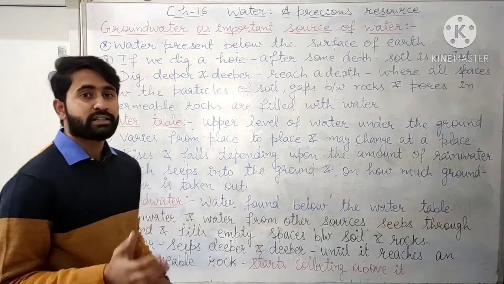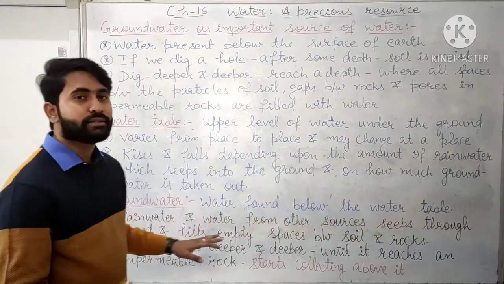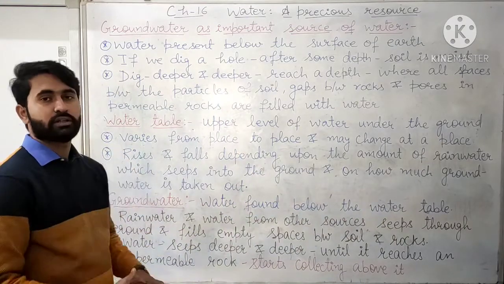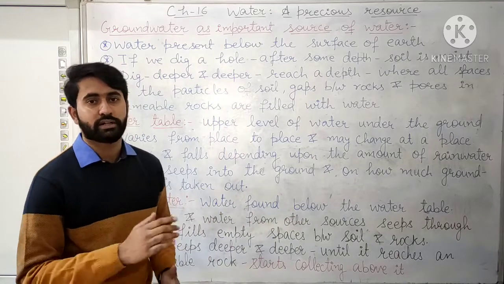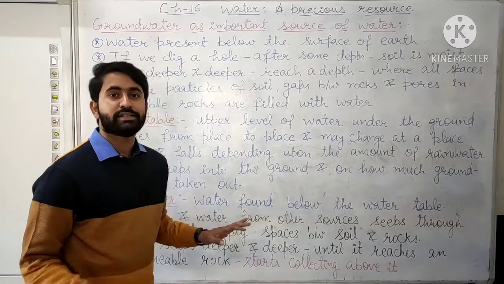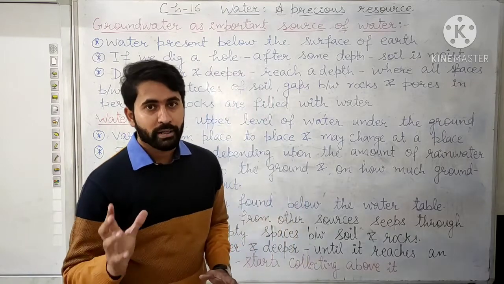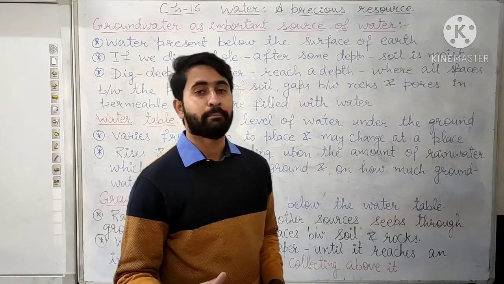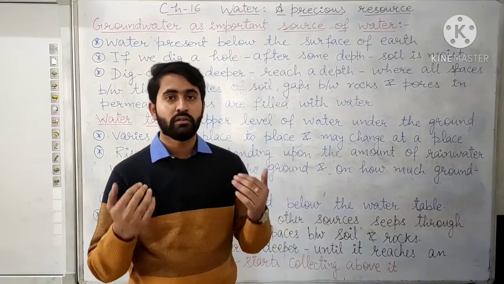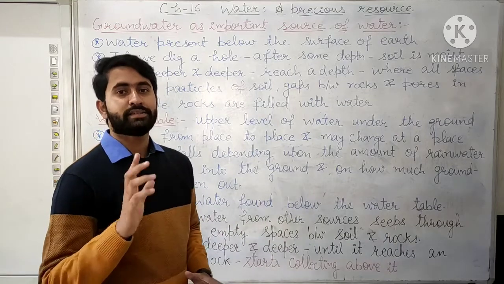Now the water that is found below the water table is known as groundwater. Groundwater means the water that is found below the water table. This water is stored in the soil and pores of the permeable rock under the ground. The groundwater is an important source of water for us. The main source of groundwater is rain.